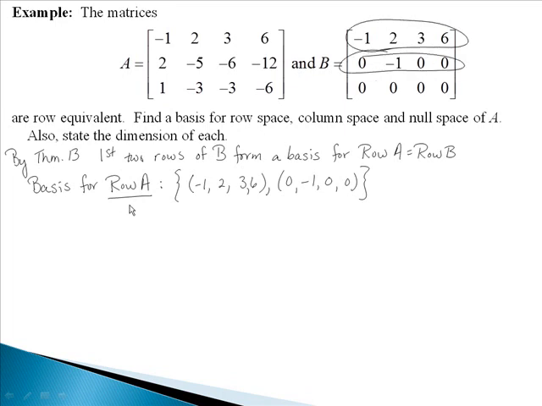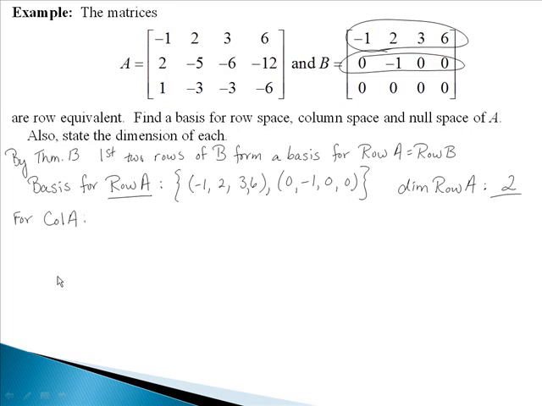So when we're talking about the row space of A and we're using Theorem 13 and this echelon form, it's the rows of B that form a basis for the row space of A. And so now we can give the dimension of the row space of A, and since there were two vectors in our basis, we know that the dimension is 2.